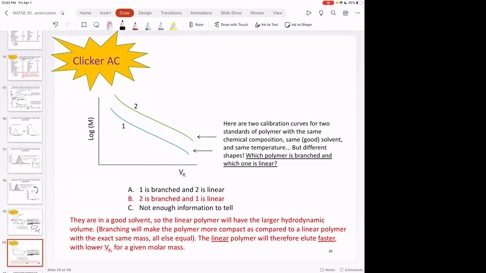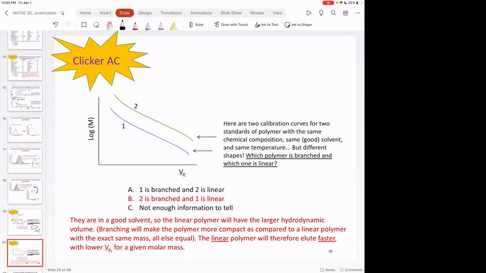So in a good solvent, the linear polymer will have a larger hydrodynamic volume. And I promise you, I'm going to ask you questions about branched and linear, either on the upcoming exam or on the final. And branching will make the polymer more compact as compared to linear at the exact same molar mass. And so the linear polymer is going to come out faster. That is putting it all together, and that's hard.